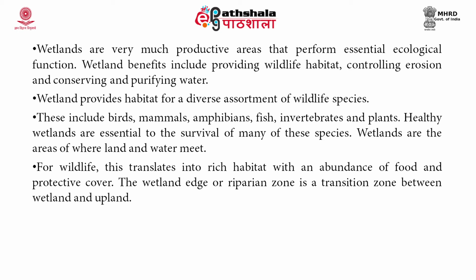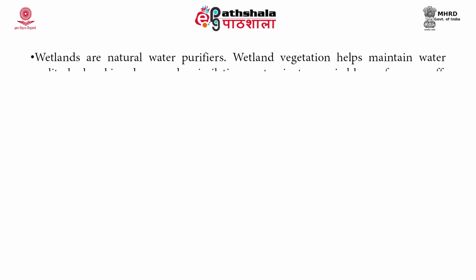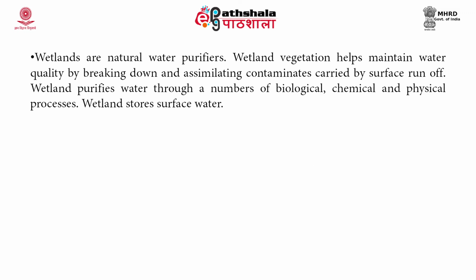The wetland edge or riparian zone is a transition zone between wetland and upland. Healthy riparian zones are diverse habitats that attract non-aquatic wildlife, including many species of songbirds and upland mammals like the red fox. Wetlands are natural water purifiers. Wetland vegetation helps maintain water quality by breaking down and assimilating contaminants carried by surface runoff. Wetlands purify water through a number of biological, chemical and physical processes.